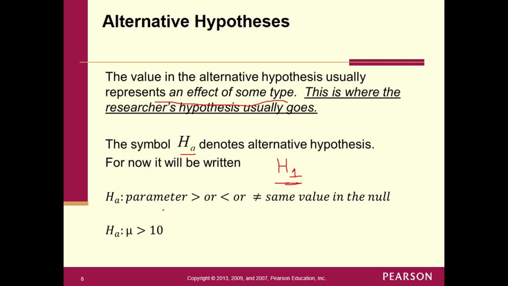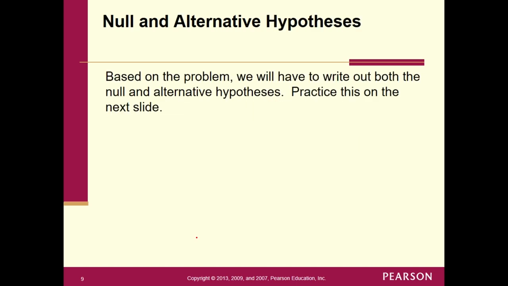So the alternative hypothesis will have the same parameter as the null, and it's going to be greater than, less than, or not equal to the same value that you saw in the null hypothesis. For instance, maybe we read a problem and set the alternative hypothesis to mu is greater than 10. We're going to go through some examples of setting the null and the alternative hypothesis, and once you learn how to do that, you have step 1.